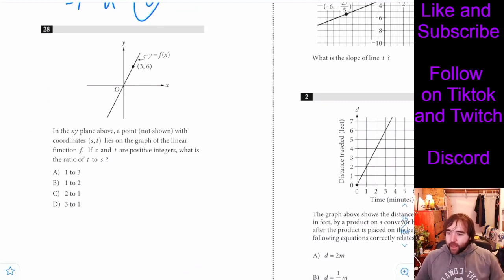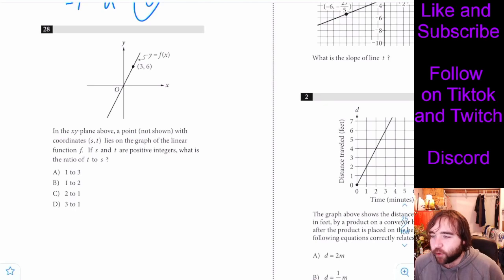All right, in the xy plane, notice how they always say that. They just mean in the graph and the xy plane. A point that is not on here, not shown, with the coordinates s, t, lies on the graph of the linear equation. It's on that line. If s and t are positive integers, what is the ratio of s to t?